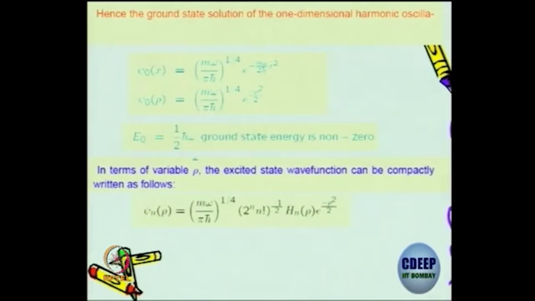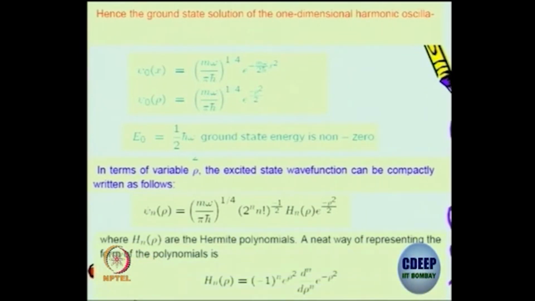Everybody with me? Okay. So just to summarize, the ground state solution is an even function, as you see: x going to minus x, the wave function is the same, no sign change. You can compactly write it in terms of the rho variable. For any n, this n could be odd or even. If n is odd, then this Hn will have odd powers in rho. If n is even, Hn will have only even powers in rho. So there is a neat formula called the Rodrigues formula. I don't know whether you have seen it in your math course.